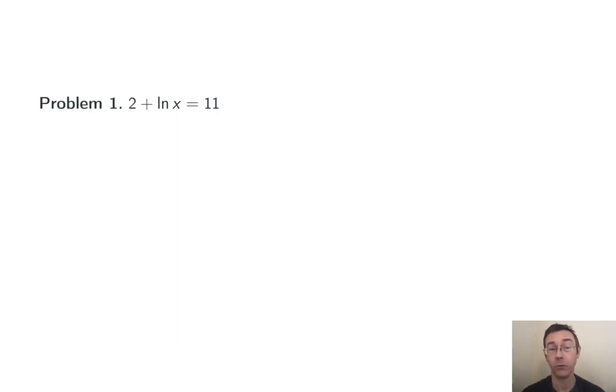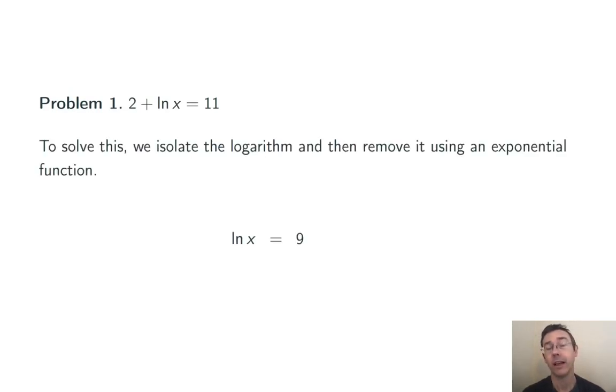Problem 1, 2 plus ln x equals 11. The idea is to get the natural logarithm alone on one side of the equation and then to undo it using an exponential function, in this case e to the x. So I subtract 2 from both sides to get ln x equals 9. And then take e to the x of both sides. The e to the x and the ln of x undo each other, so I'm left with x equals e to the 9th, about 8,103.1.